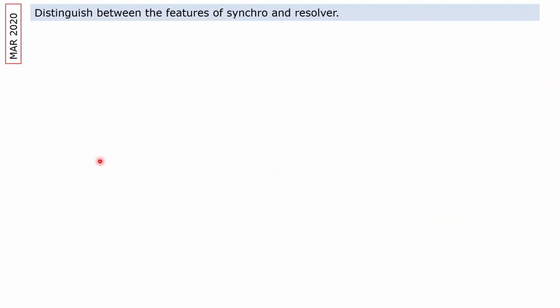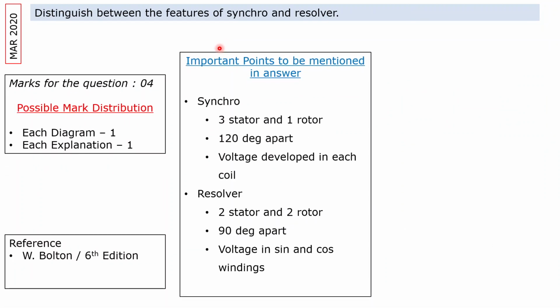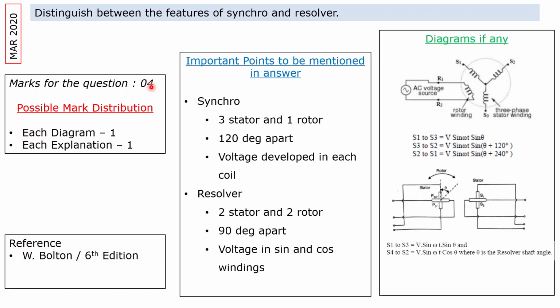Distinguish between the features of synchro and resolver. This is also a repeat question. This question carries 4 marks. Each diagram 1 mark and explanation 1 mark. You have to remember that in synchros there are 3 stator coils and 1 rotor, and in resolvers you have 2 stator coils and 2 rotor coils, and you have to mention the voltage in sine and cos windings.